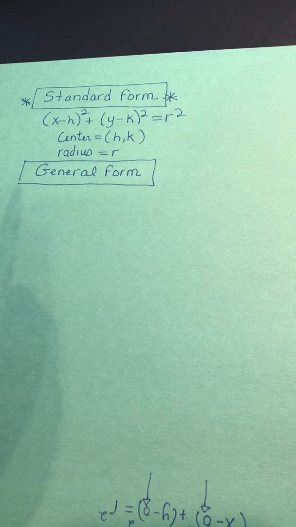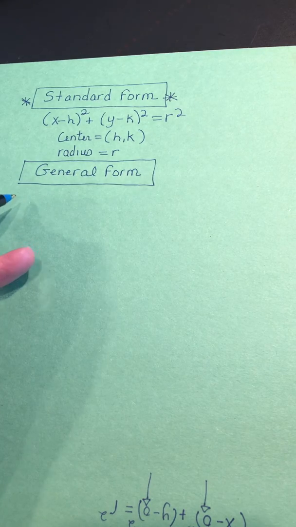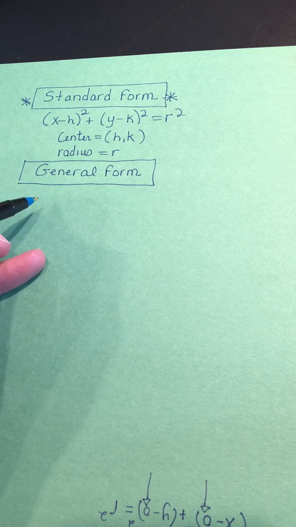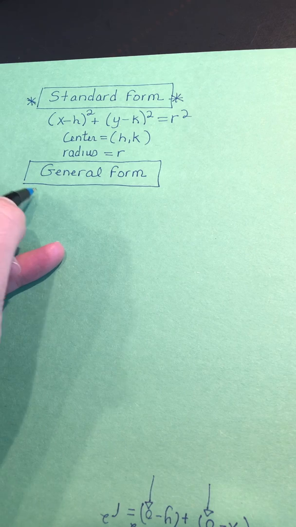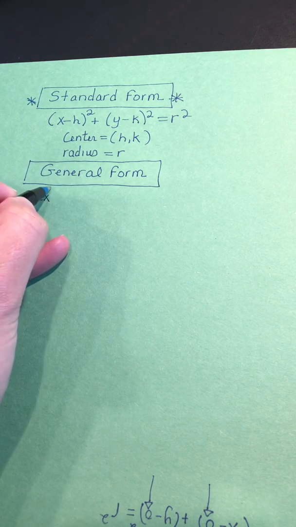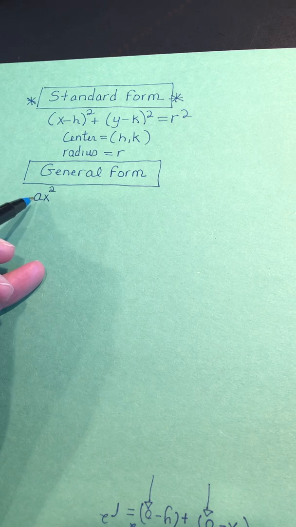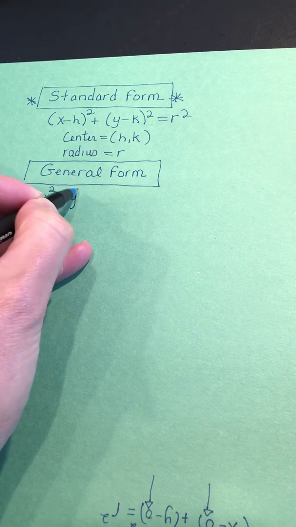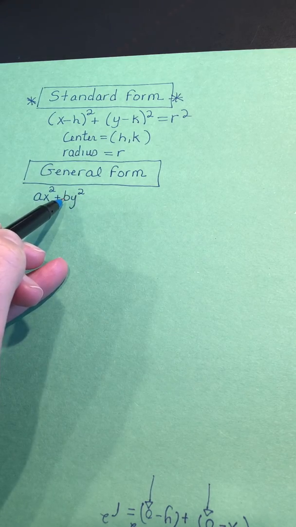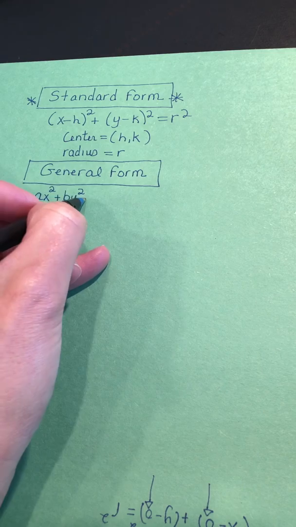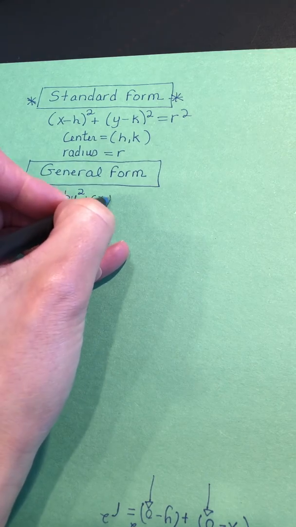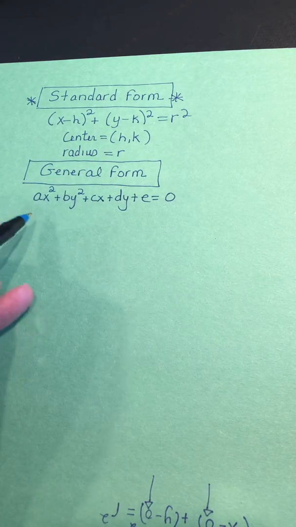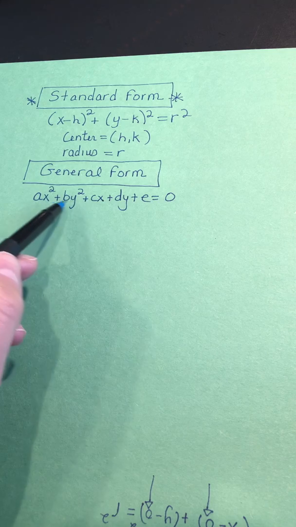However, there's another form called general form. And general form, you're going to see a lot next year, and you're going to see it a lot in this section. It looks like this. Okay, so it's ax squared, and a stands for some generic, unknown coefficient, plus by squared. B stands for some unknown generic coefficient, plus cx plus dy plus e equals 0, okay?